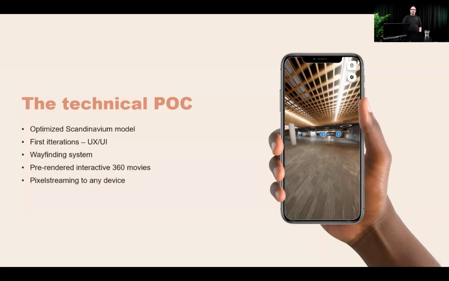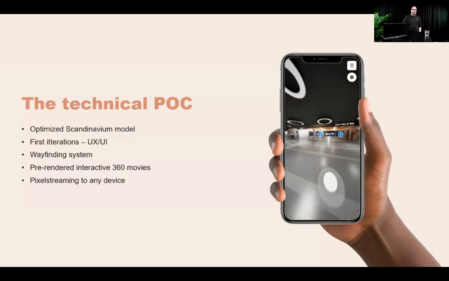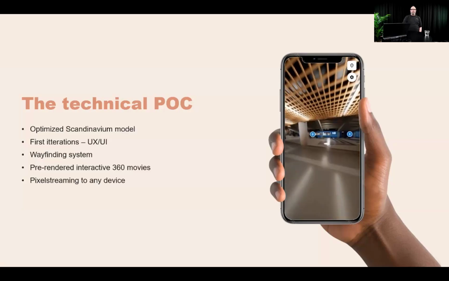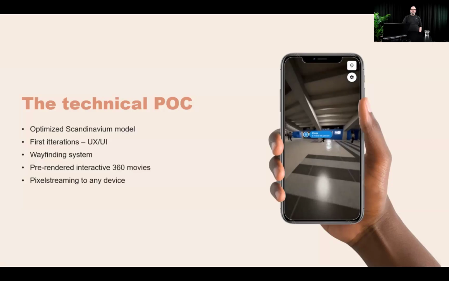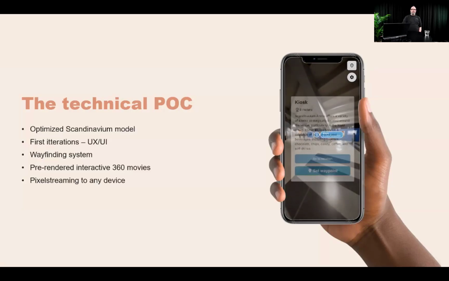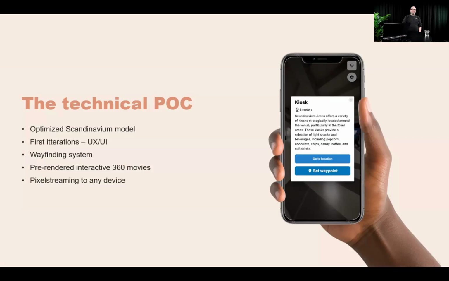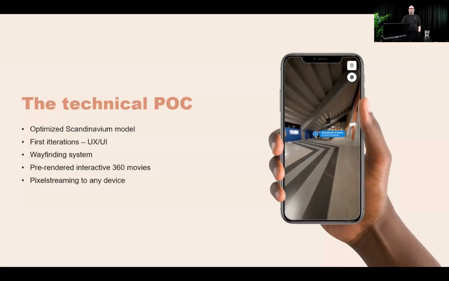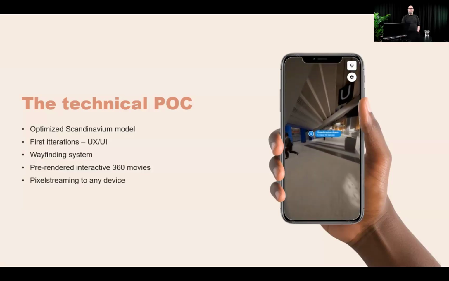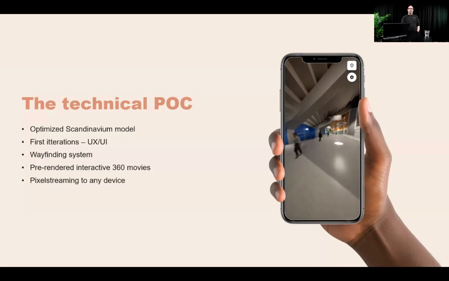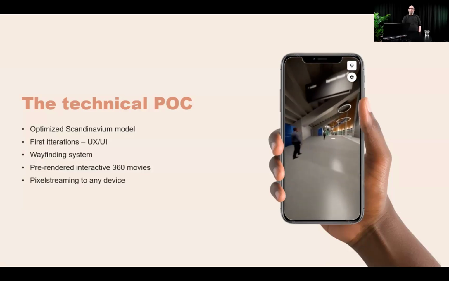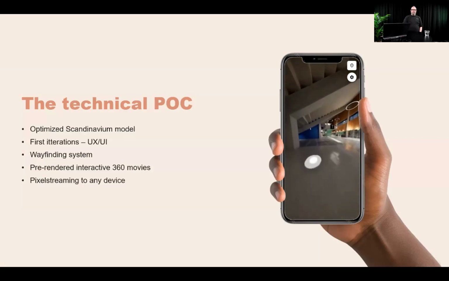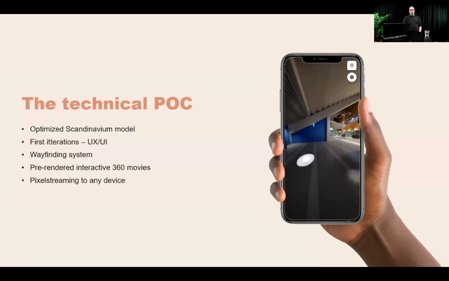And then we have the first iterations on the UX UI, which you can see here, like the information points and how we work with the wayfinding system, and how you actually traverse around in the model. We have also implemented the wayfinding system, and we have also created interactive 360 movies. And this is something that we have talked about a little bit in the project right now. You can get a lot of information just roaming around in this type of 3D solution.